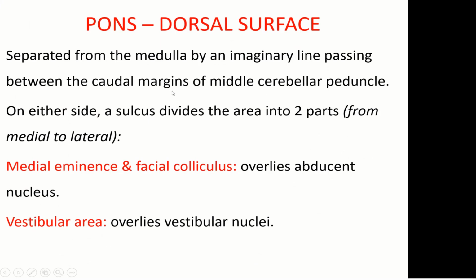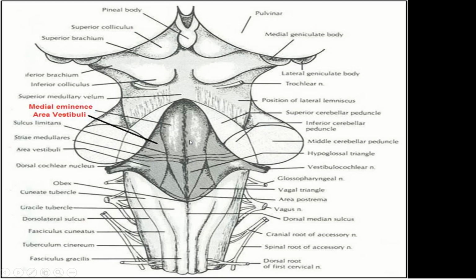You can see here, on either side, a sulcus divides the area into two parts, from medial to lateral. On the medial side, there is the medial eminence and facial colliculus. On the lateral side, there is the vestibular area. So this one is the median sulcus, and this is the sulcus limitans, which separates the medial eminence and facial colliculus from the vestibular area.